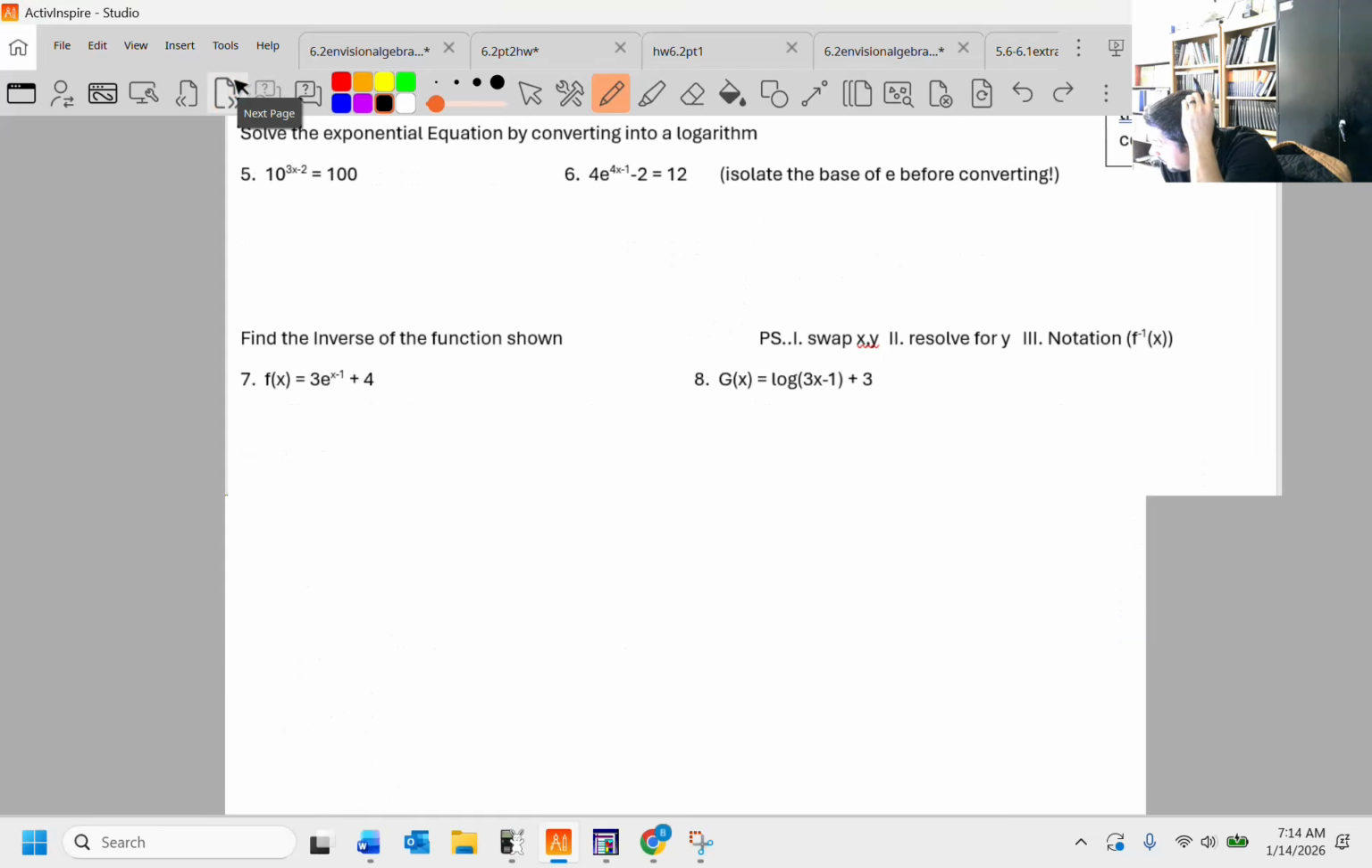Let's see here. Let's do 6. It says isolate the base of e before converting. Okay, so I'm going to add 2. That's going to give me 14. 4e to the 4x minus 1 is 14. I'm going to divide out that 4. e to the 4x minus 1 is 7/2.